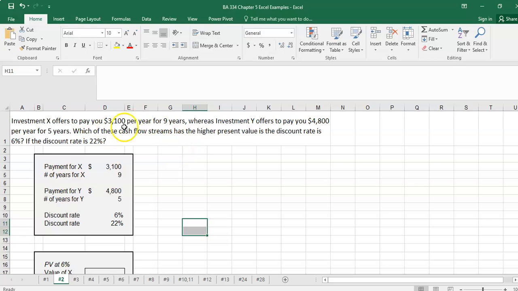In this next example, we're going to try to decide which one of these has the higher present value. First, we're going to compare the two investments at a 6% discount rate, and we're going to compare them again at a 22% discount rate. The first one is that we're offered $3,100 for 9 years, and the second one is $4,800 for 5 years. We want to know which one of them has the highest present value.